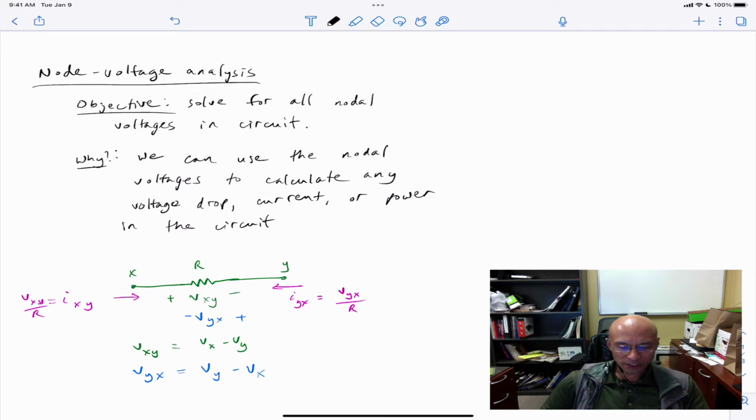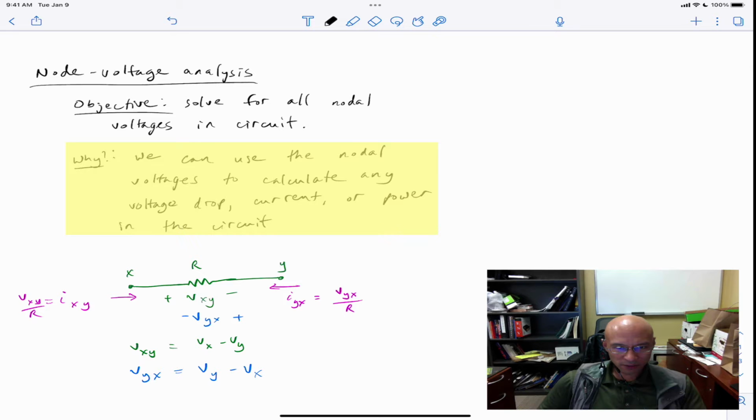In this video, I'm going to introduce you to node voltage analysis. The objective in node voltage analysis is to solve for all nodal voltages in a circuit. The reason we would want to do this is once we have all the nodal voltages in a circuit, we can calculate any voltage, current, or power in the circuit, so we can know everything that's going on in the circuit.